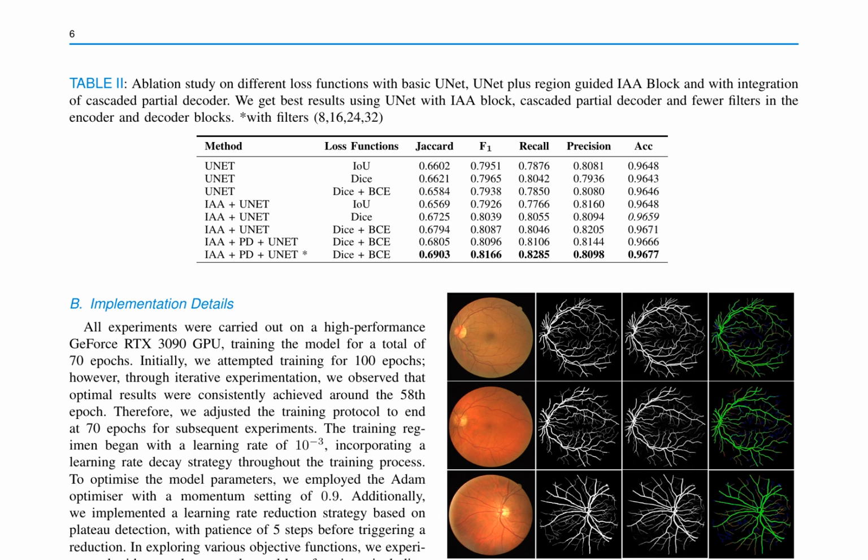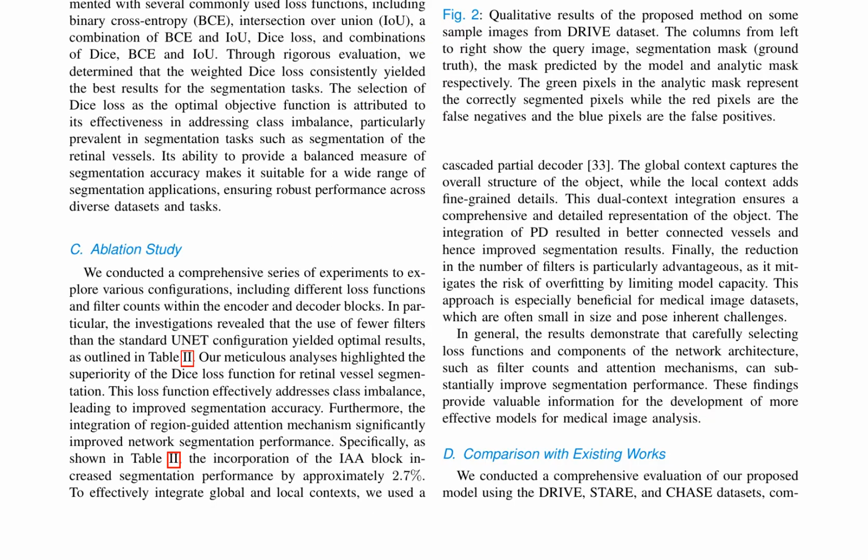The integration of a region-guided attention mechanism and a cascaded partial decoder further amplifies the performance. This underscores the efficacy of the dice loss function in mitigating class imbalance, a common challenge in medical image analysis. Moreover, it emphasizes the importance of striking a balance between global and local contexts to achieve accurate segmentation. These results suggest that judicious selection of loss functions and network components can significantly enhance segmentation performance. This insight is particularly pertinent for researchers working on improving the precision of medical image analysis, where accurate segmentation is crucial for diagnostic and therapeutic purposes.